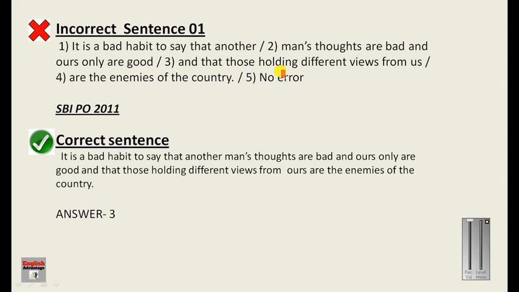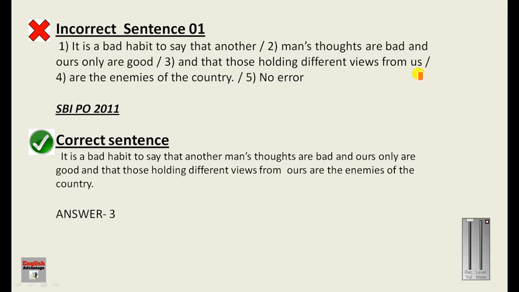Now if you pay attention, if you examine this sentence closely, you will come to know that this sentence wants to say that those holding different views from our views. We are talking about the people who are holding different views from our views. So here in place of us you have to say ours. Then the sentence will become: and that those holding different views from our views or ours.